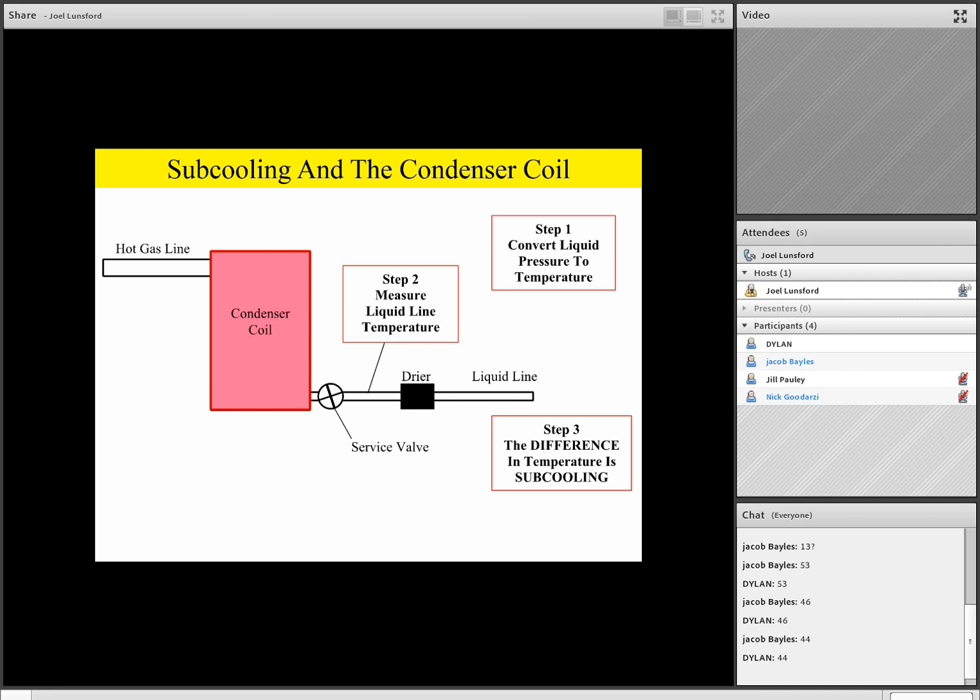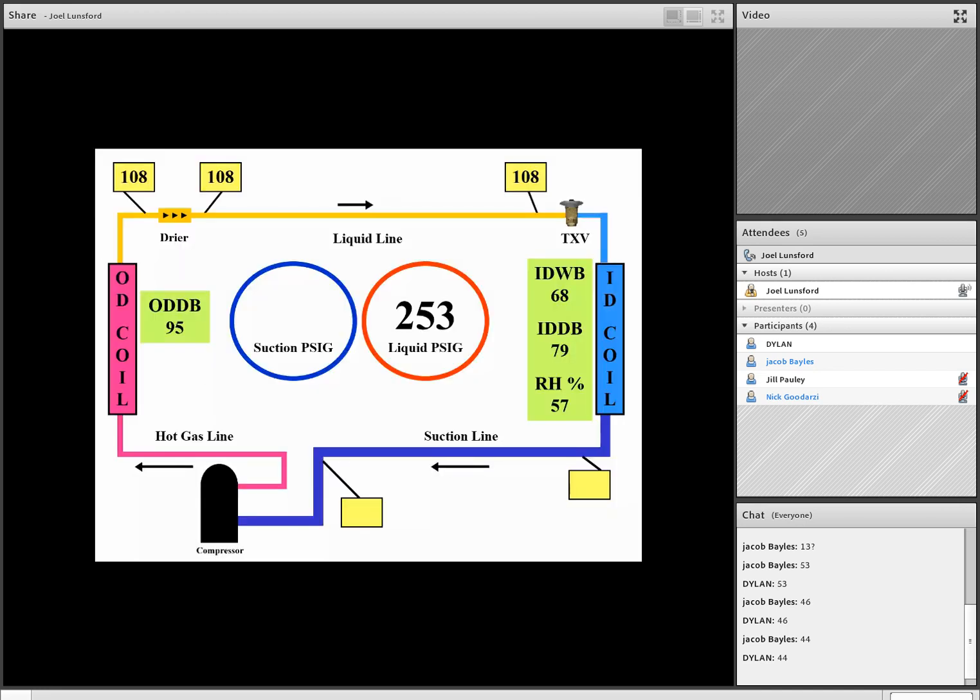All right, team, well, let's do some practice together. You'll notice as you take a look at the graphics now that we've activated the temperature blocks along the liquid line circuit. So we see that across the dryer, in this example, we have 108 degrees. We also have 108 degrees down the liquid line on both ends of the liquid line. This is actually great news.